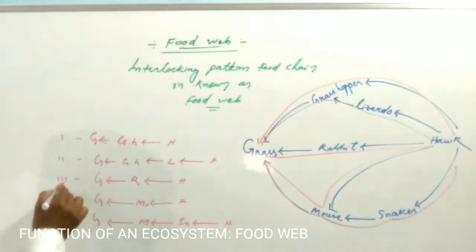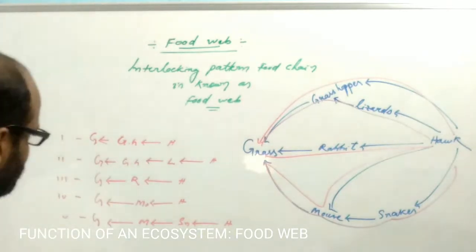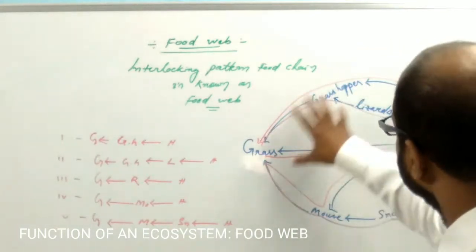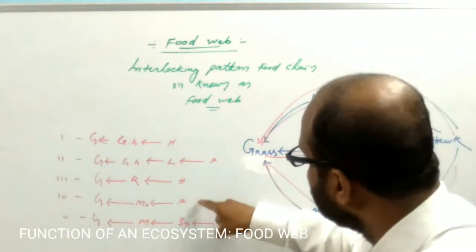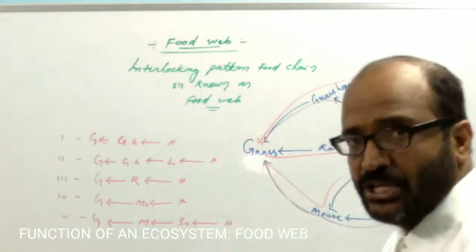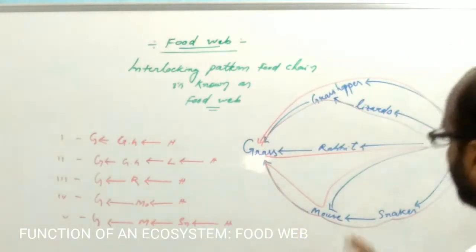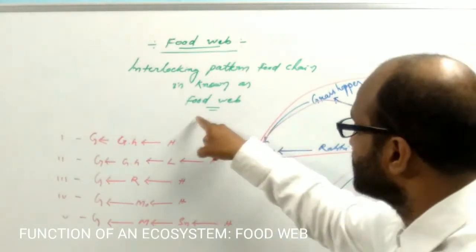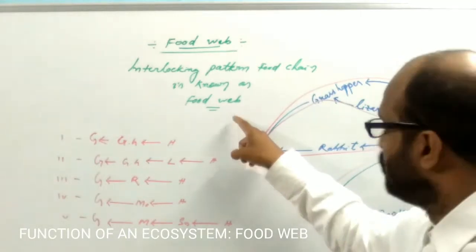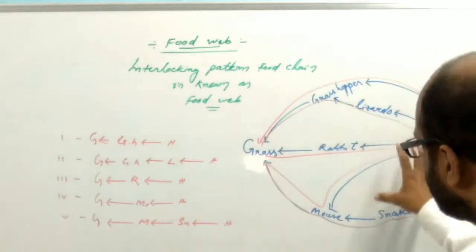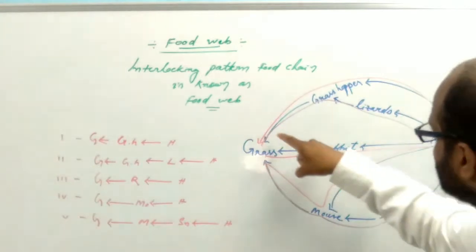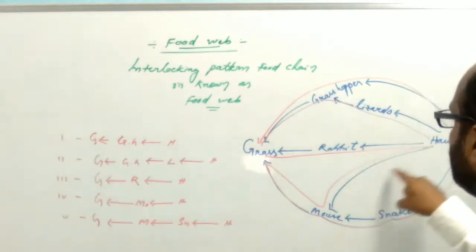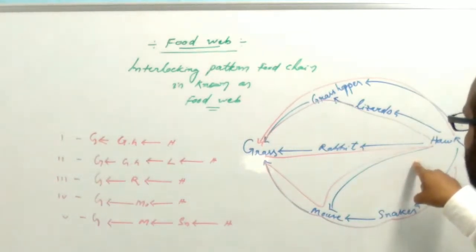So there are 5 linear sequences of food chains in the grassland in this example. These 5 linear sequences of food chain are interconnected in such a way that they form the interlocking pattern of the food chain known as the food web. So if you observe, it is clear that in the ecosystem or in our environment, there is an alternative arrangement of the food.